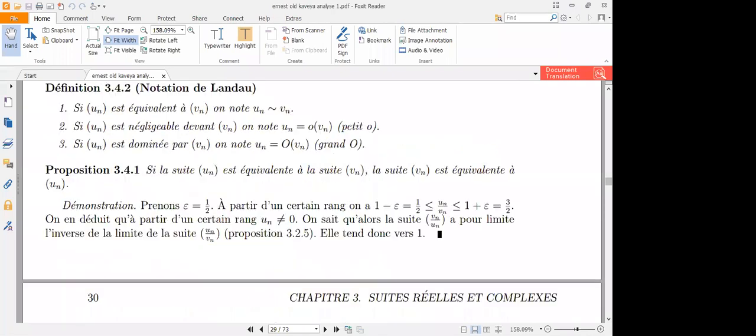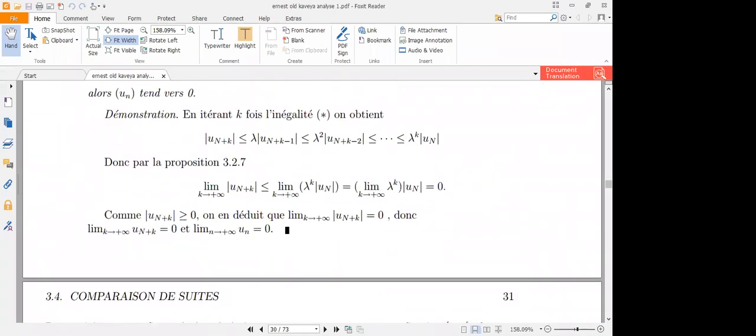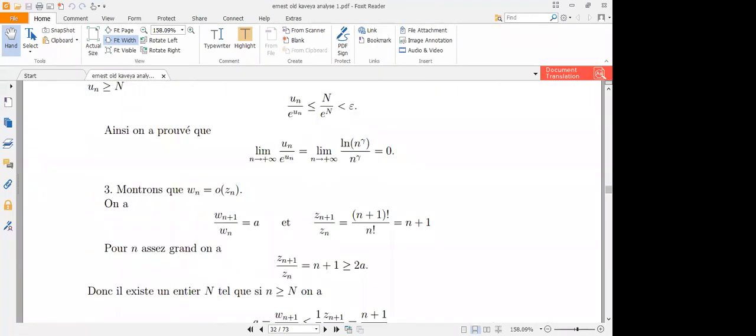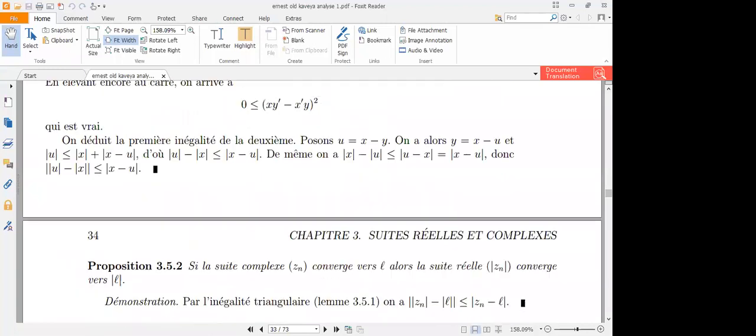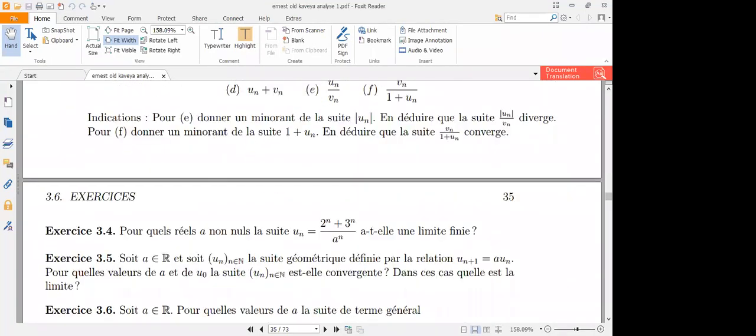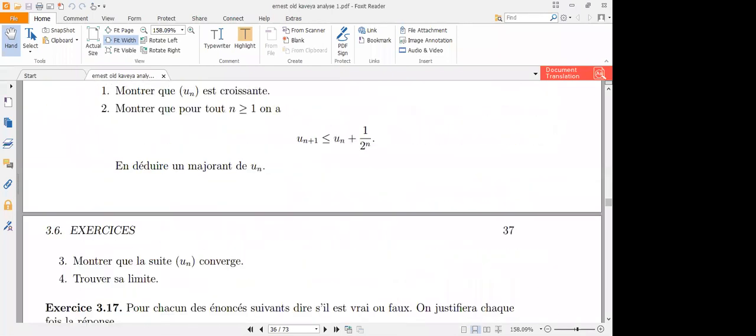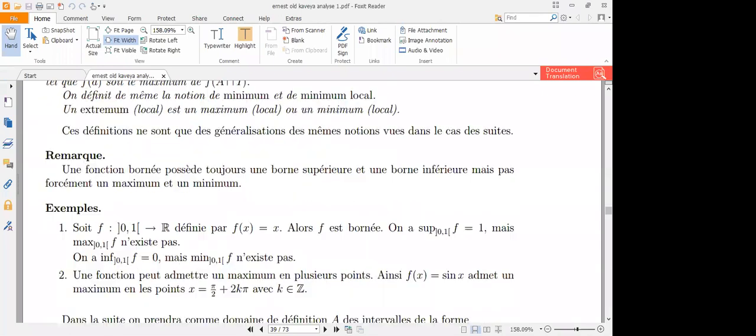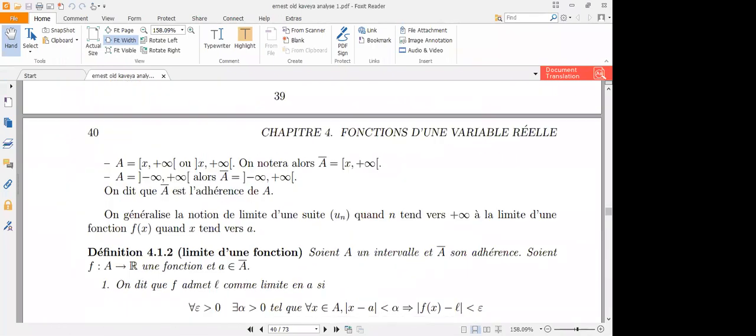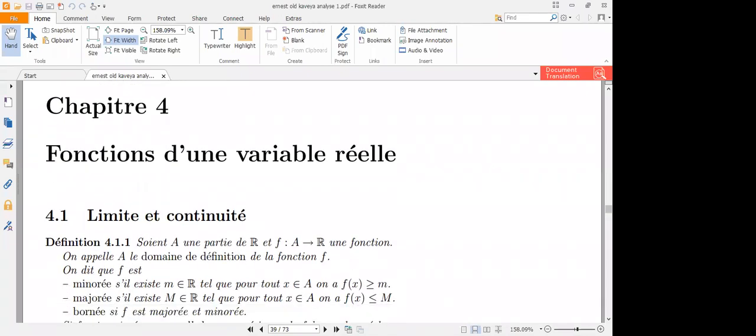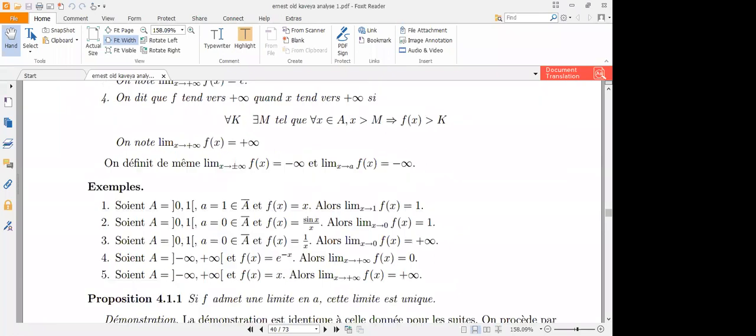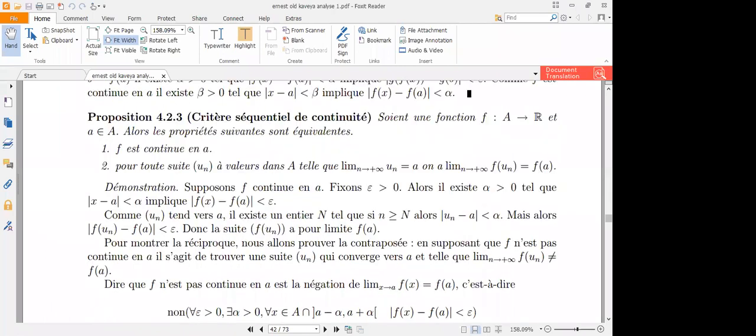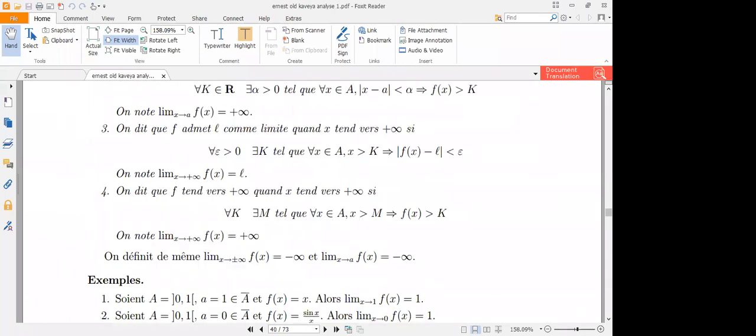Comparison of sequences. See how far I go in this. Guys, just hold on, give me a second. See how far I'm going. Okay, so I'm actually not far from finishing. Let me finish this ASAP because we need to start doing this. Yeah, functions of real variables. Oh my goodness.